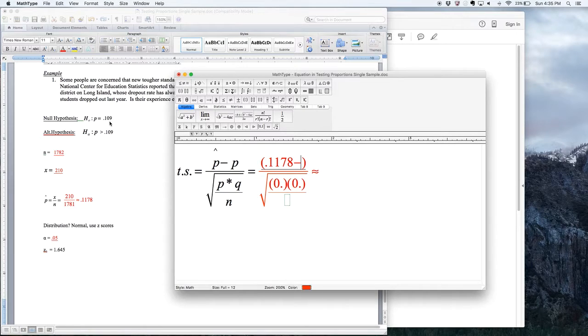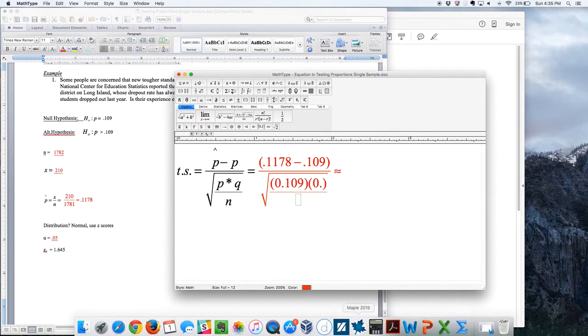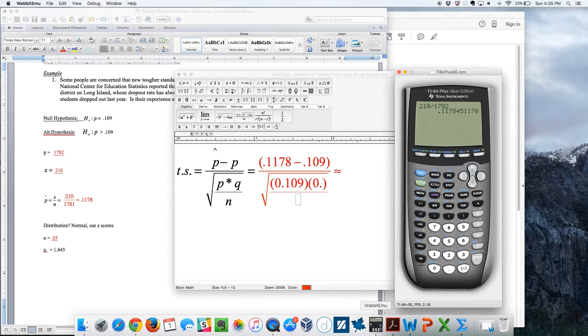Subtract off p, which is 0.109. All right. Divided by radical p times q over n. All right, so p we got, that's 0.109. Now, what about q? Well, q wasn't given anywhere in the question, if you could see. It wasn't given anywhere, right? All right, so we're going to need our calculator again.